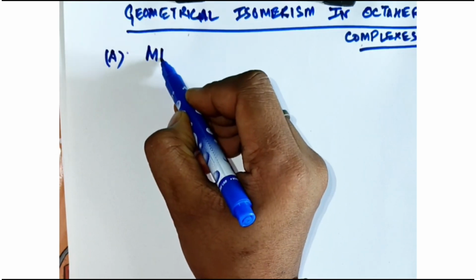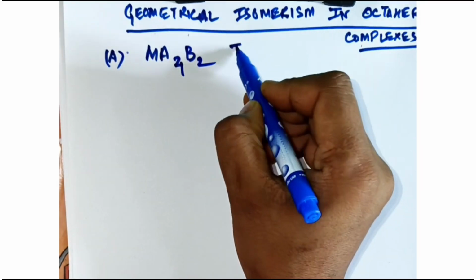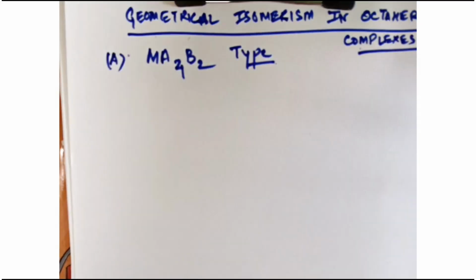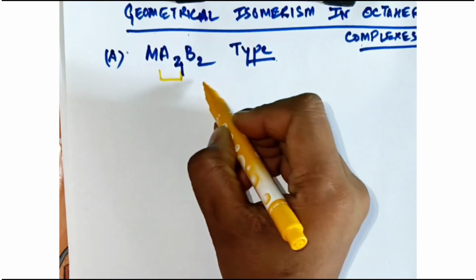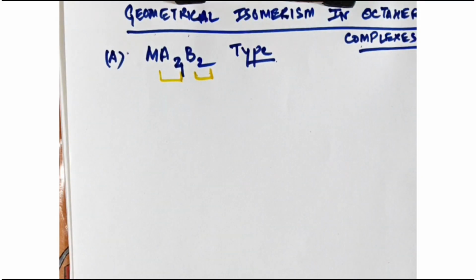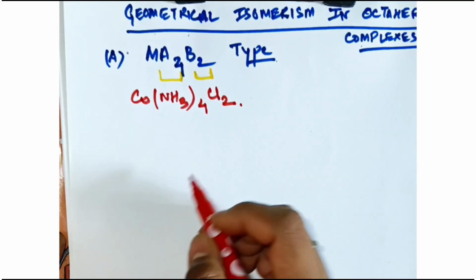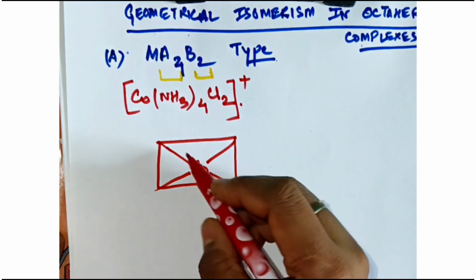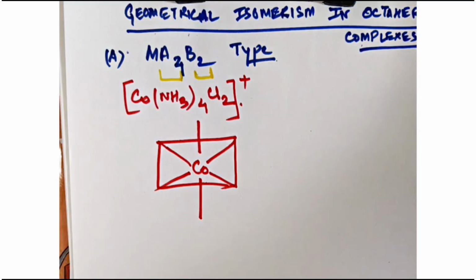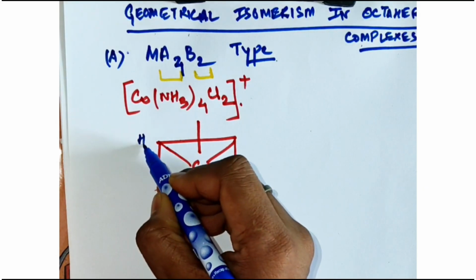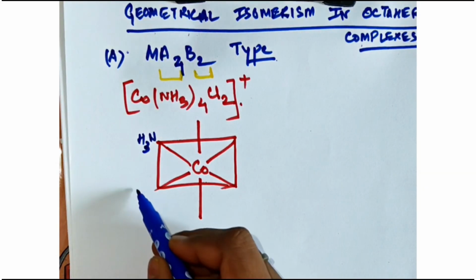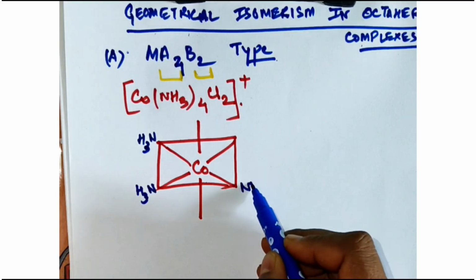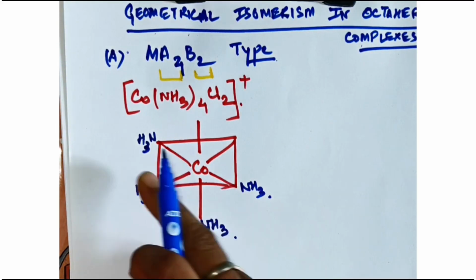This is your MA4B2 type, which means here A is one ligand and B is another ligand. B2 is another ligand. So six ligands make your octahedral complex. We know this. So now if you take the center, we have ligands on both sides, and there are ligands this side. So if it is like this, see, it is ammonia, NH3, NH3, and NH3 on all the sides.